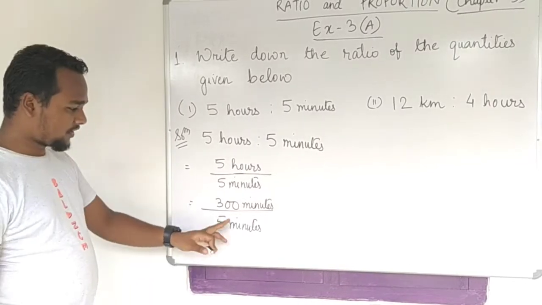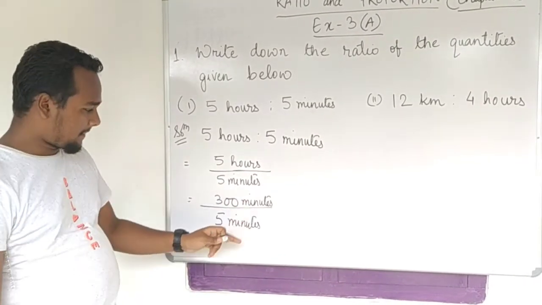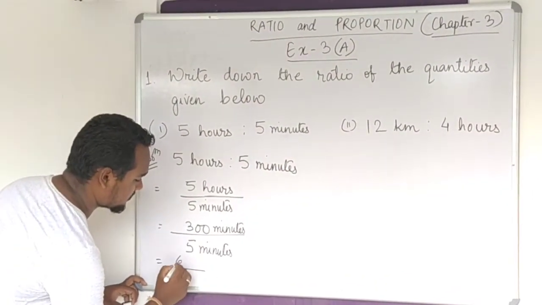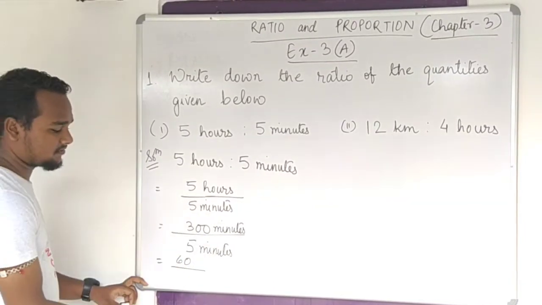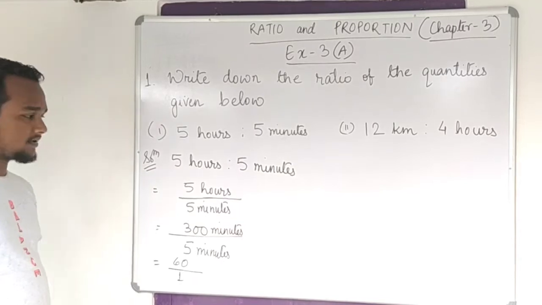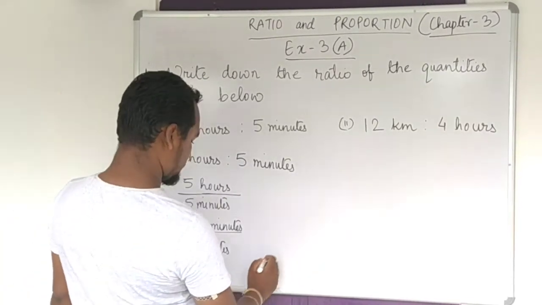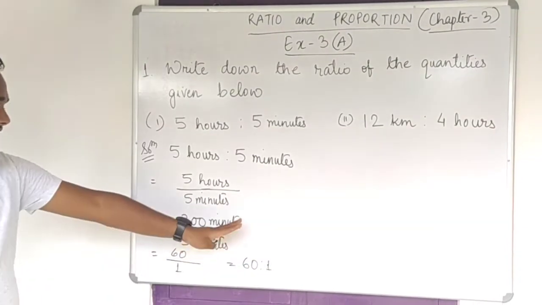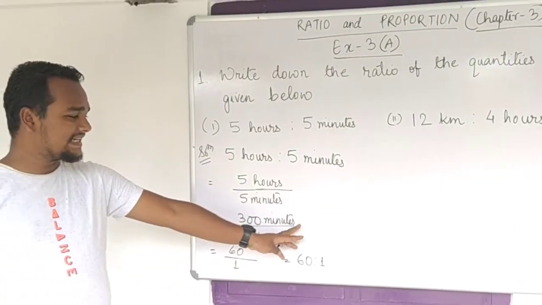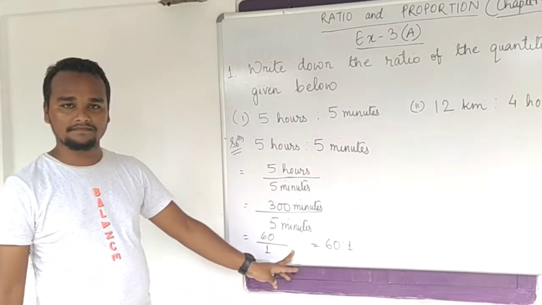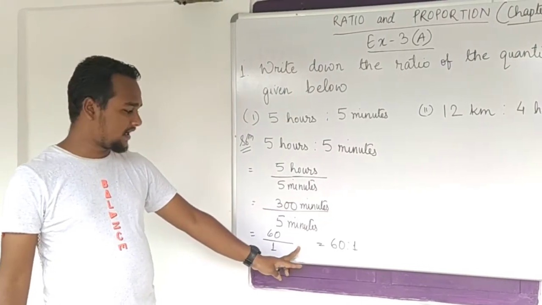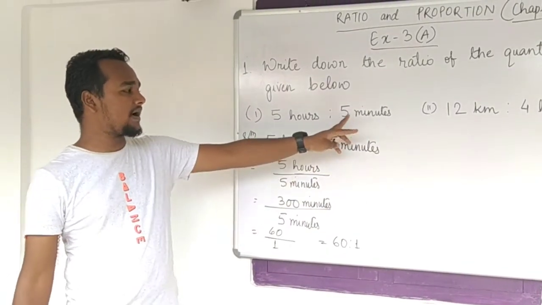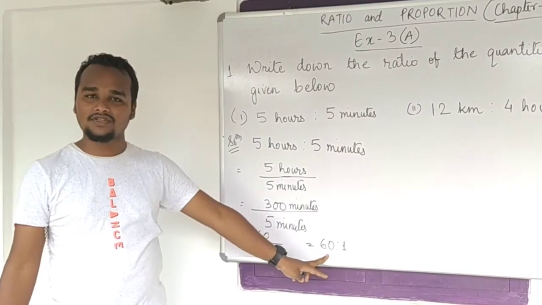So what are we going to do here? We are going to cancel out. Here 300 divided by 5 is 60, and since 5 will cancel out 300, 1 will remain in the denominator. So it will be my answer, 60:1. What have I done from here to here? I have just reduced this into its lowest form, and after reducing it to its lowest term, I can write it in the form of ratio. So the ratio of 5 hours to 5 minutes is 60:1.